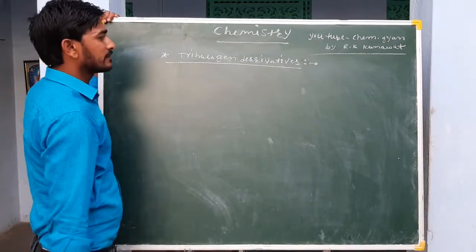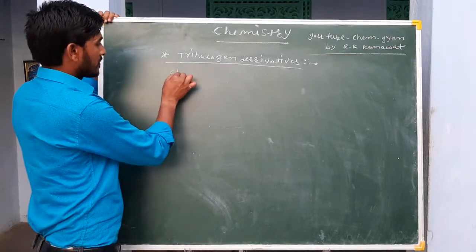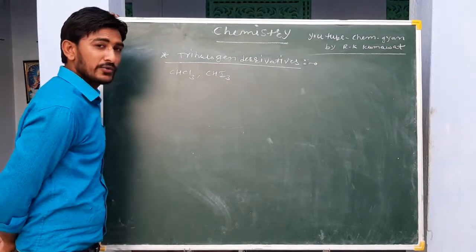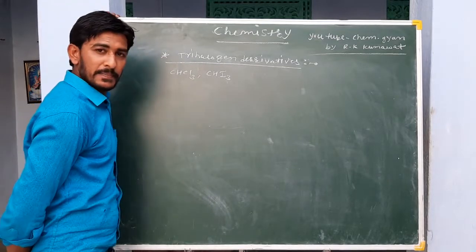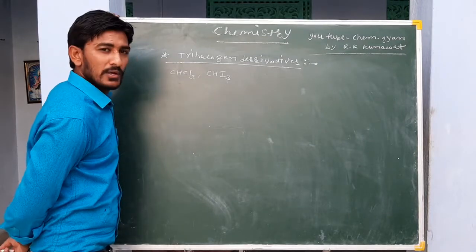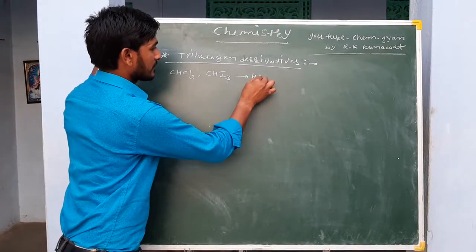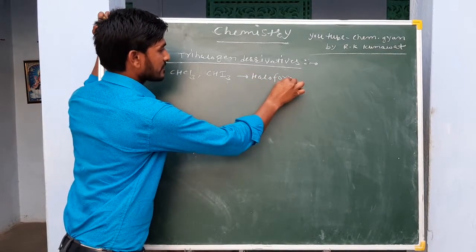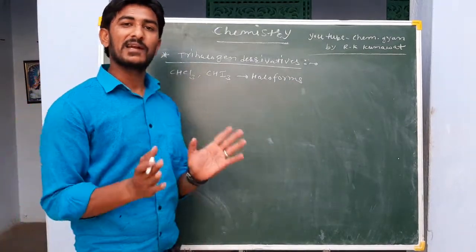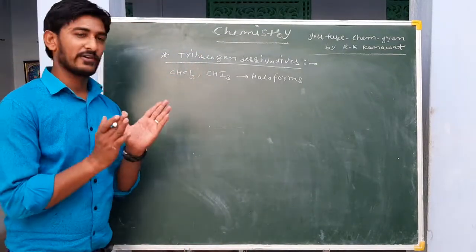Two compounds are used as trihalogen derivatives: chloroform and iodoform. It is also called haloforms, and it is prepared by the haloform reaction. In this reaction, there are the following steps.